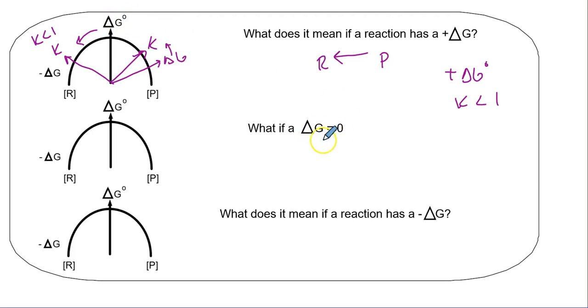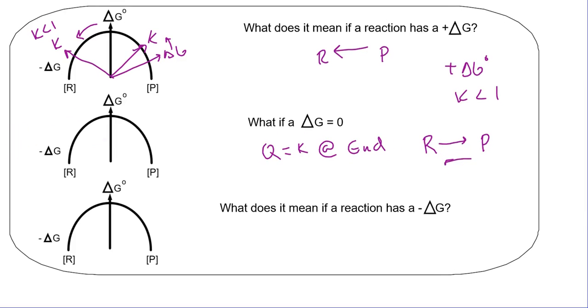If delta G equals 0, that just means your Q equals your K and you're at the end point. It means that the reaction going forward is no more benefited than the reverse reaction. You're kind of at a stalemate.